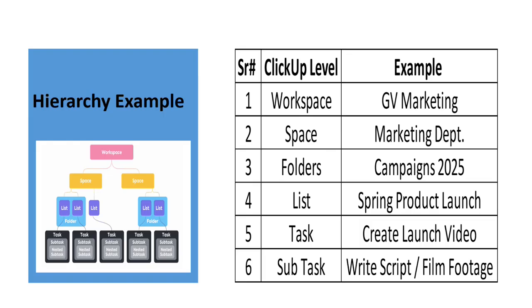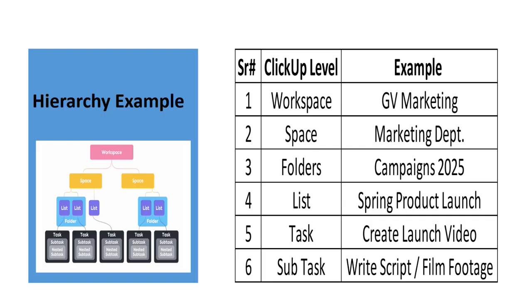Inside the workspace, we have spaces, which represent major departments or functional areas. For example, marketing department is one space. Space helps separate different areas of work so everything does not get mixed together. Within a space, we may have folders, which are optional and used for grouping related projects. For example, a folder like Campaign 2025 can hold multiple related marketing activities under one category.